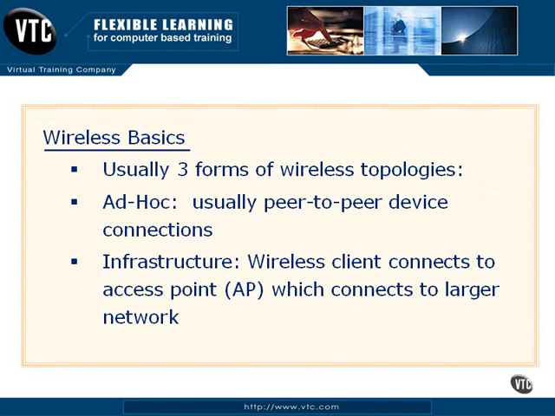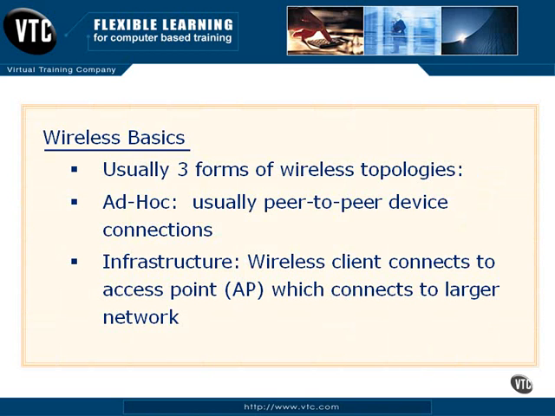Now, we're going to go a little bit more into topologies a little bit later, but for now, you need to know that there are usually three forms of topologies. First of all, we have what's called ad hoc. Now, this is usually two devices that are just talking to each other. Could be two cell phones, could be two laptops that are gaming, using wireless networking to game. But those are usually peer-to-peer device connections.